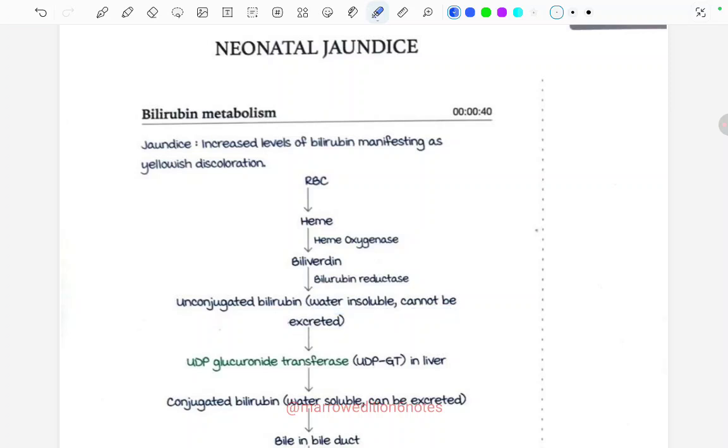So now the conjugation happens in the liver with the enzyme UDP glucuronosyltransferase, UDP-GT, and then the conjugated bilirubin is formed, which is water soluble and can be excreted. Indirect or unconjugated bilirubin is water insoluble, and conjugated bilirubin is water soluble.